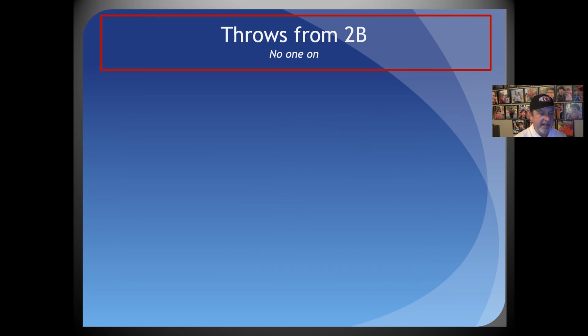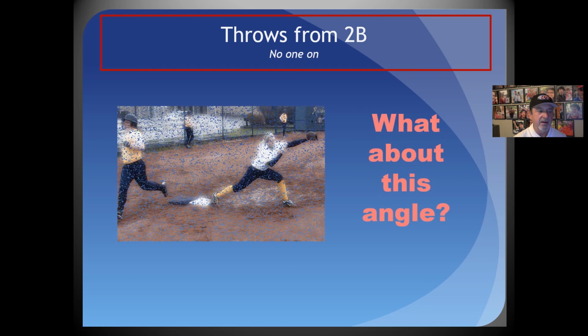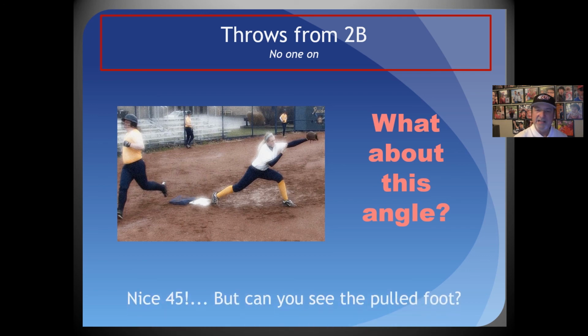So let's take another look at another picture. What about this angle here? Is this a good angle on the throw from the second baseman? The answer is you're too far. You've got a 45 here. That's not where you want to be. And the problem is it's a nice 45, but can you see the pulled foot? And the answer is you can't.